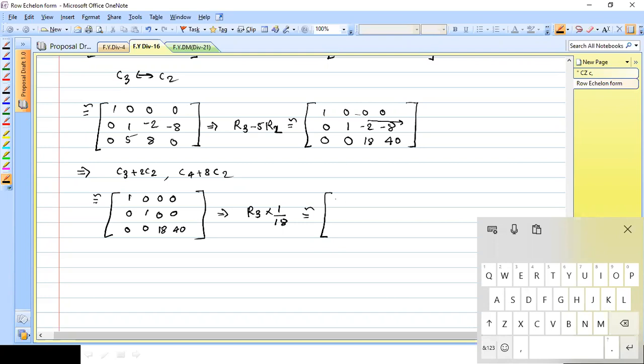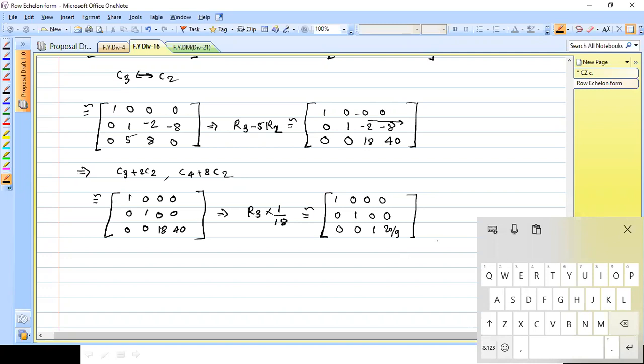So there is a change in R3. I'm going to write R1, R2 as it is. If I divide by 18, this becomes 0, this becomes 0, this becomes 1. 40 divided by 18, tell me what it comes to. 20 by 9. Correct. Is it okay? Divide by 18; if I divide by 2, yes, it's 20 divided by 9.